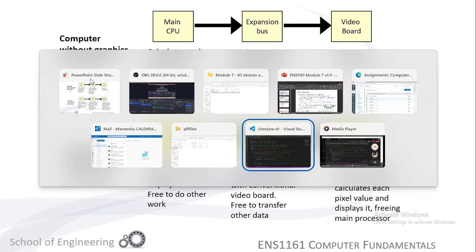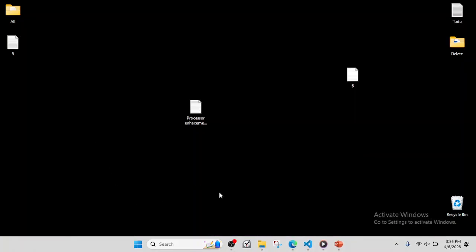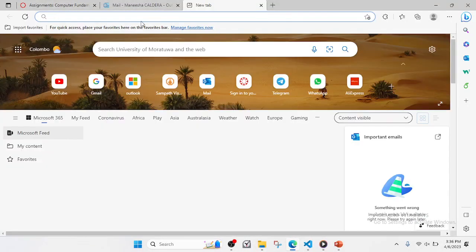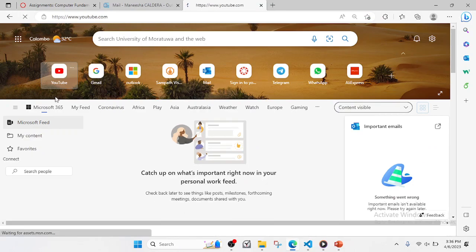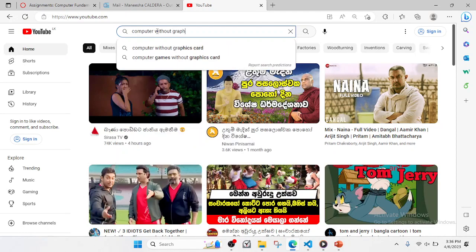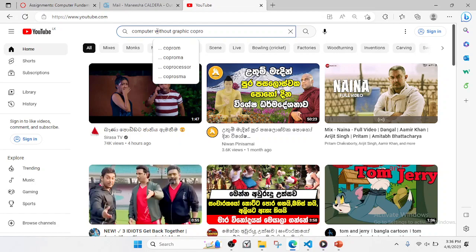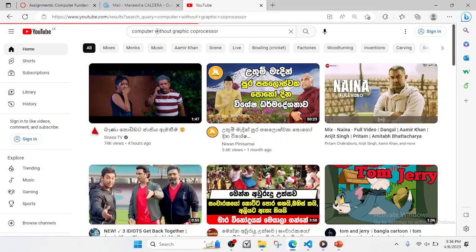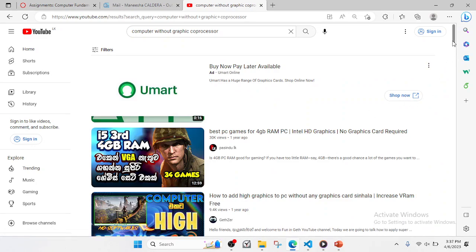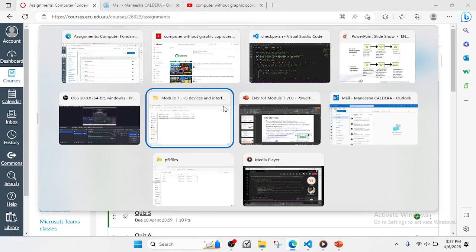Where's my browser? Browser is missing. Go to the browser. Right. I'm going to YouTube and I'm going to search computer without graphic processor. Right. Do I have anything? Computer without graphics processor. Right?